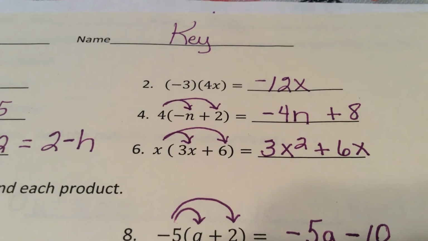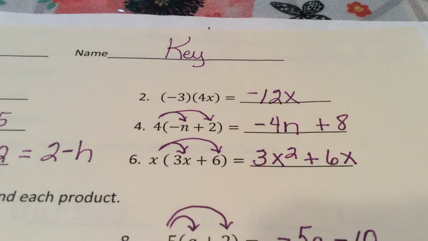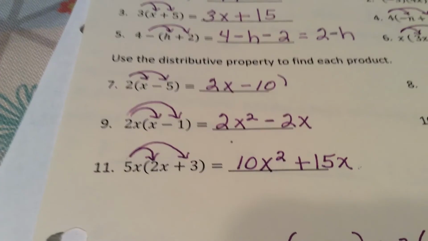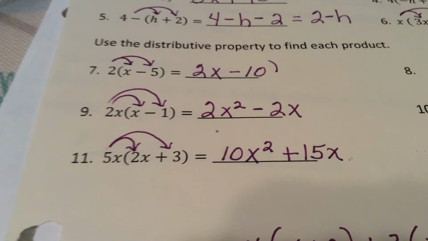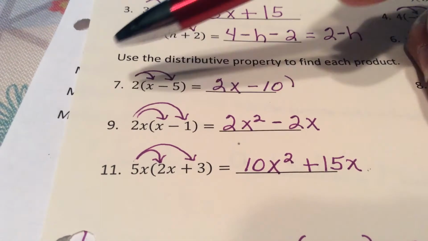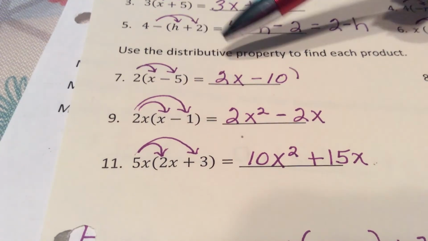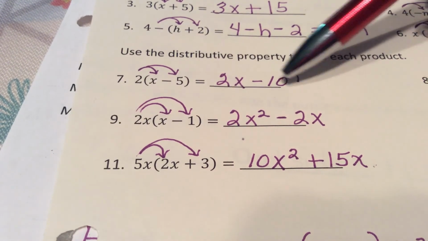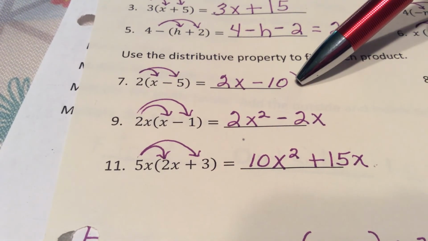Now we're going to use our distributive property in a little different way today, but I'm going to show you tomorrow how to do a shortcut with this and a way to remember the shortcut. So here we're going to multiply. We're just doing the distributive property. 2 times x is 2x. 2 times negative 5 is negative 10.